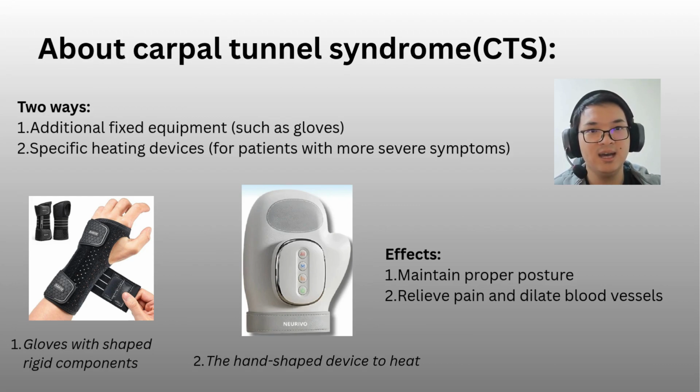The idea is to add properly shaped rigid components inside the glove. These hard inserts are designed to hold your wrist in the neutral, straight position, the position that keeps the carpal tunnel widest and puts the least pressure on the median nerve. They prevent you from bending your wrist up, down, or sideways while typing or using a mouse, which is exactly what caused most computer-related CTS in the first place.